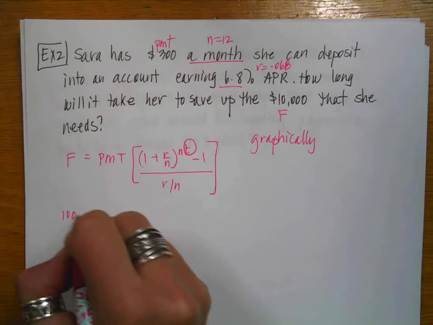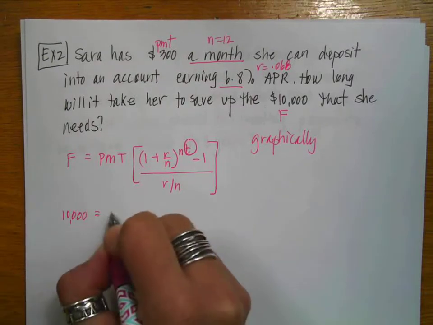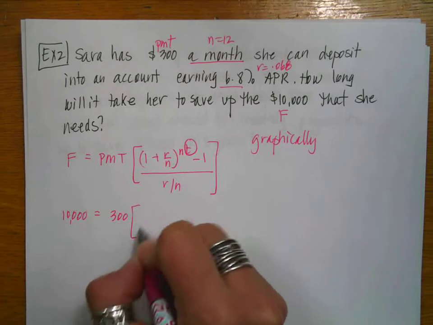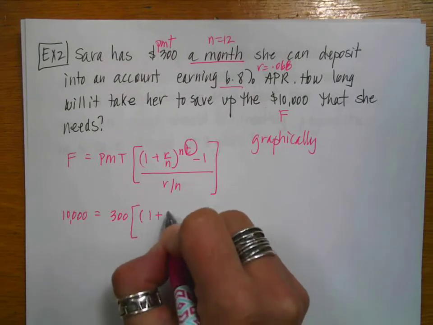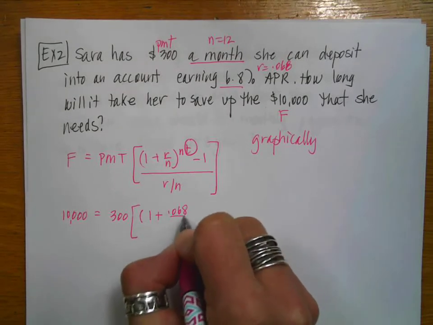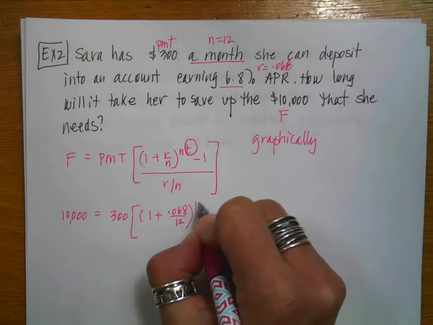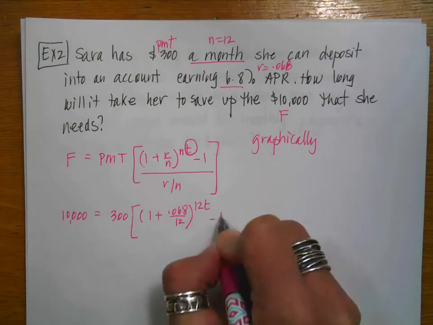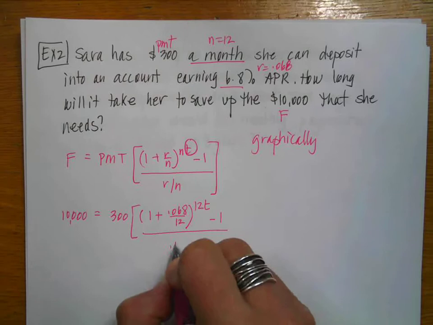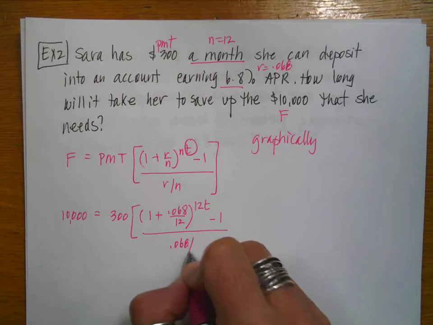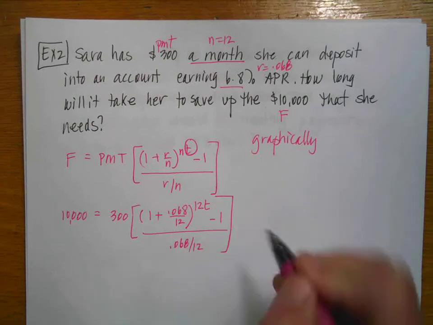So let's put all that information into our formula. So here's the 10,000. It's going to equal the 300 times 1 plus 0.068 divided by 12 to the 12 times t minus 1 over the 0.068 divided by 12.